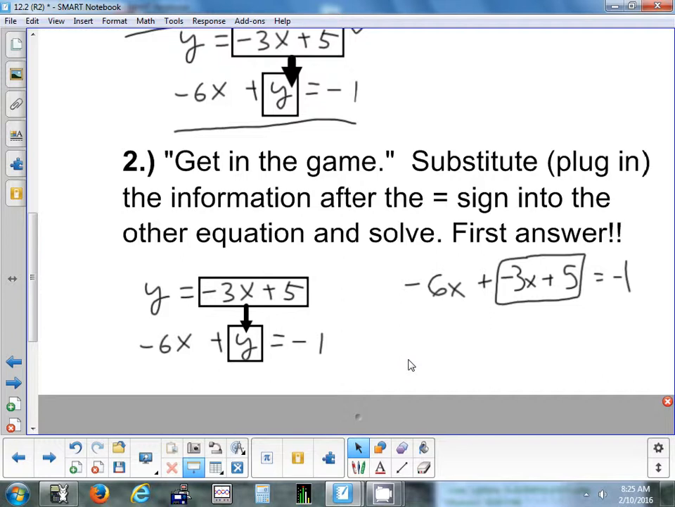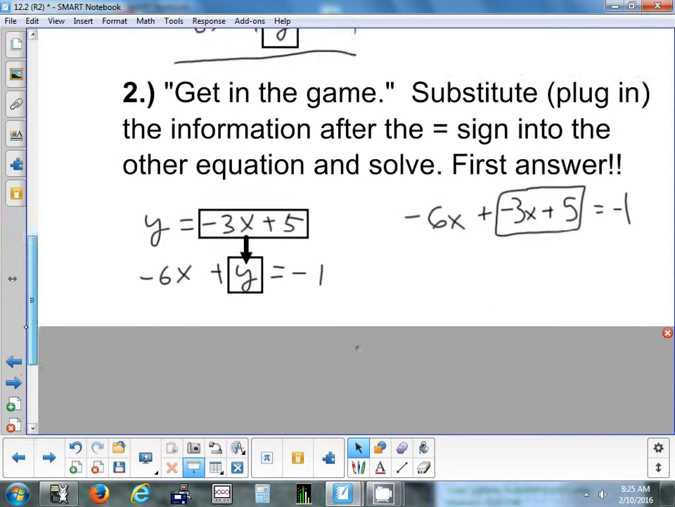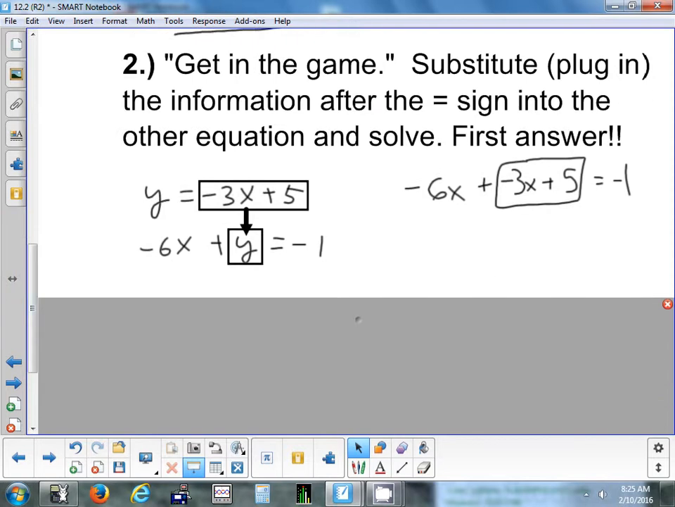So like I said, I'm taking this information, because it's by itself, and plugging it in. It's coming into the game for y. Y's out right now. We'll come back to him after, because he's going on the bench right now to get some rest. He's going to come back in a second. Now, this is like an equation we've solved 100 times before.